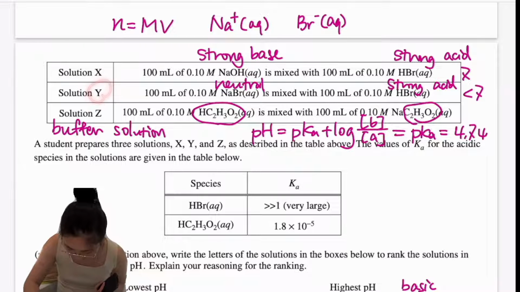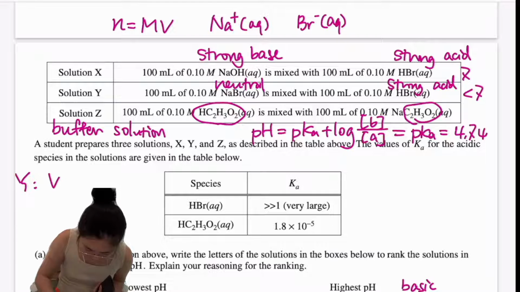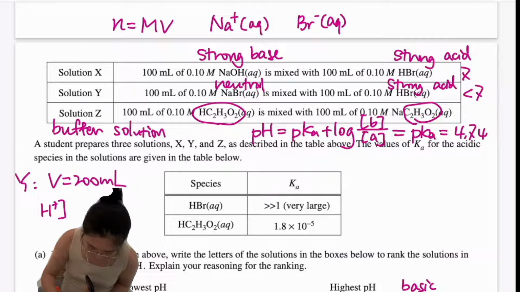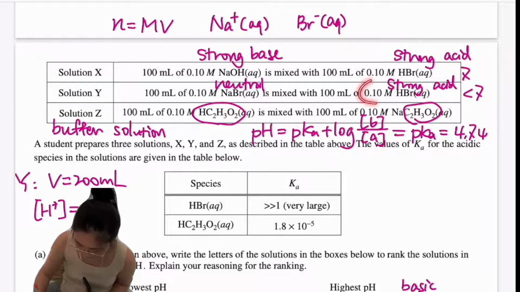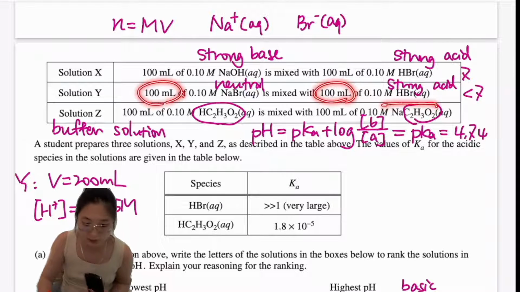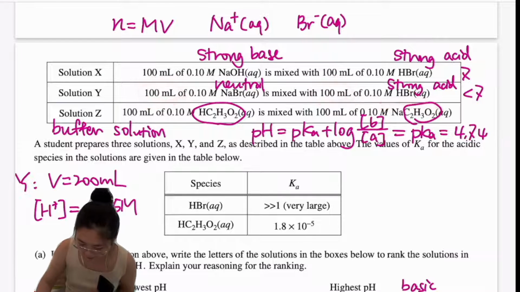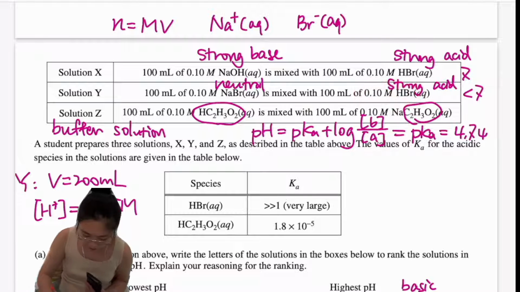But for solution Y, now we have a solution with a total volume of 200 milliliters. And now the concentration of the protons is equal to 1/2 of its concentration in the initial solution, so 0.05 molar. It's because you mix the 100 milliliters of the acid and then 100 milliliters of some other solution. So it's diluted, the volume has increased by 2 times. The volume has doubled, which means the concentration has halved. So its concentration is 1/2 of 0.1, which is 0.05.